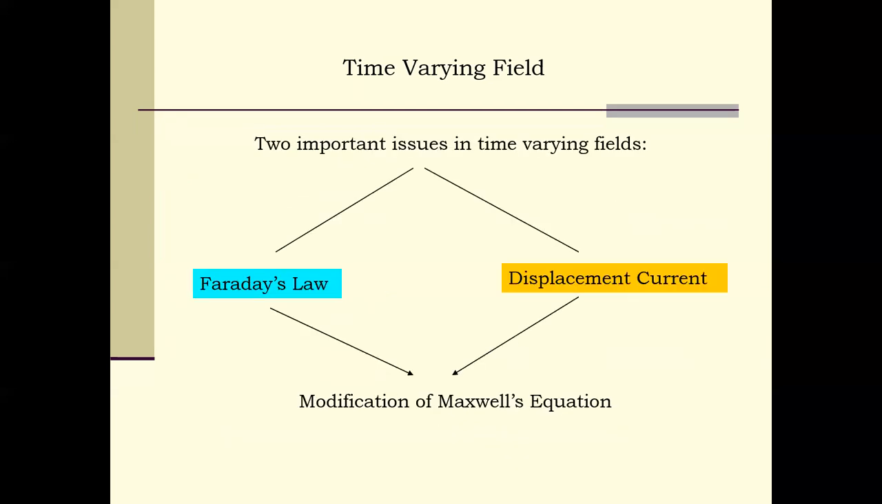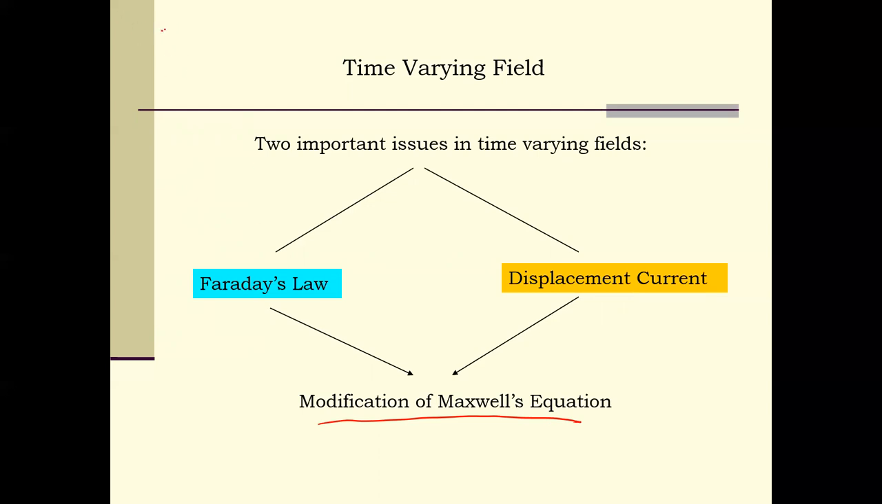For the time-varying field, there will be two main issues that we have to concentrate on. The first one will be Faraday's law, which will be the main topic for the current lecture. And next, we're going to have a look at displacement current. These two issues will basically modify the Maxwell's equations that we have seen before for the case of static field. If you can recall, we have four equations of Maxwell.